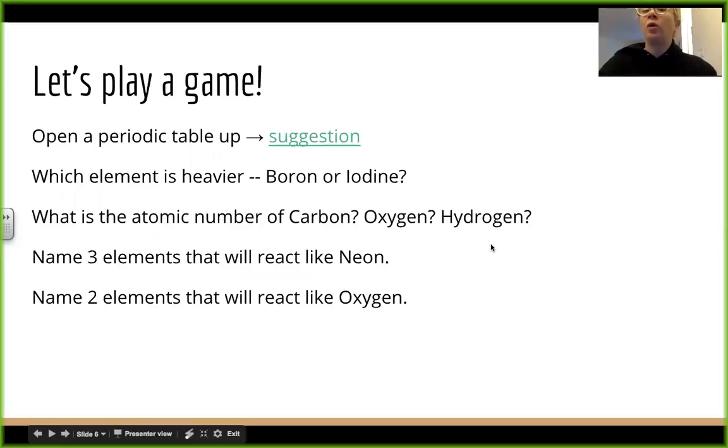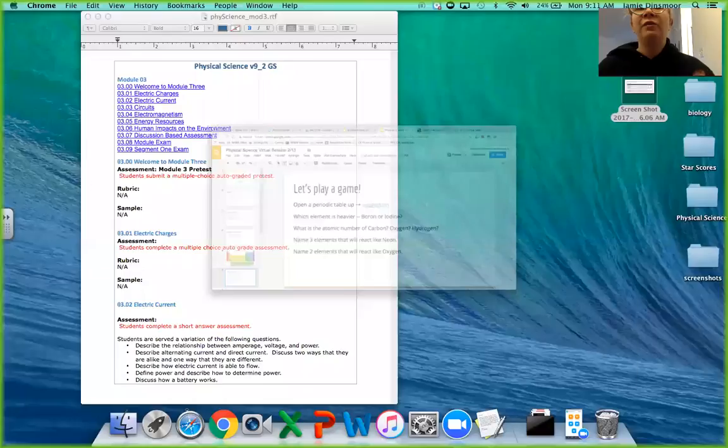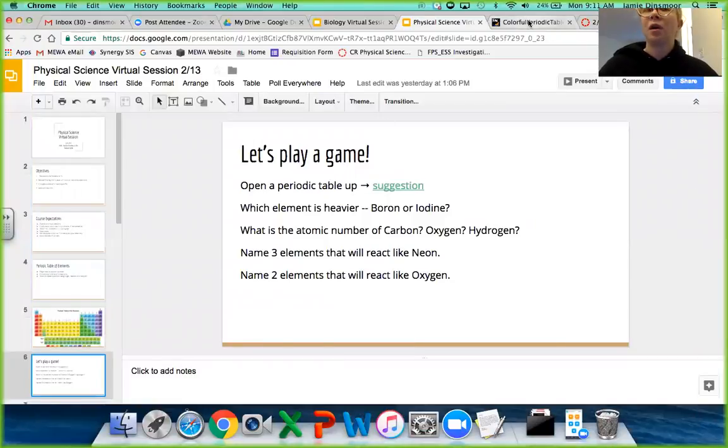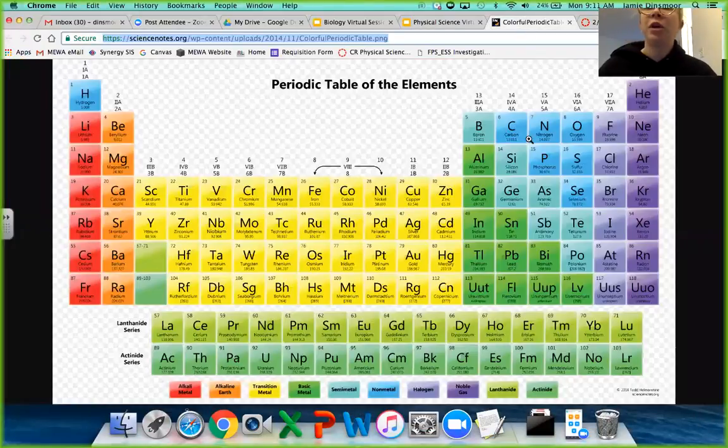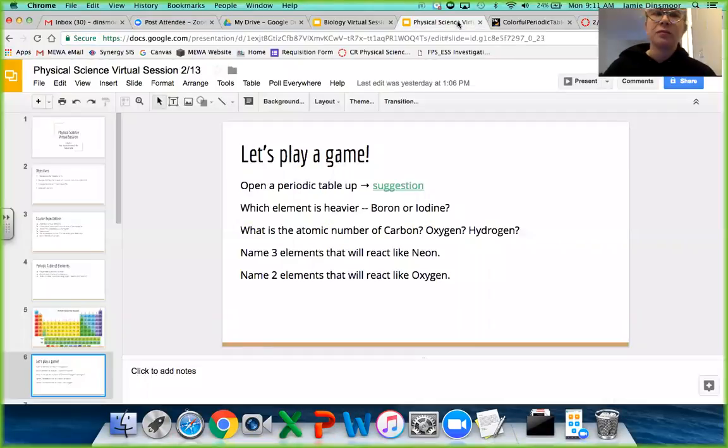All right, so we'll start going over them. David already gave us the first one here. David says iodine is heavier than boron, right? So all you really had to do here was find iodine and boron. So boron is here, okay? Iodine, way down here. So David is correct here. Iodine is much heavier, right? In fact, iodine's atomic mass is 126.9 and boron's is 10, right? So significantly heavier. All right, second one.